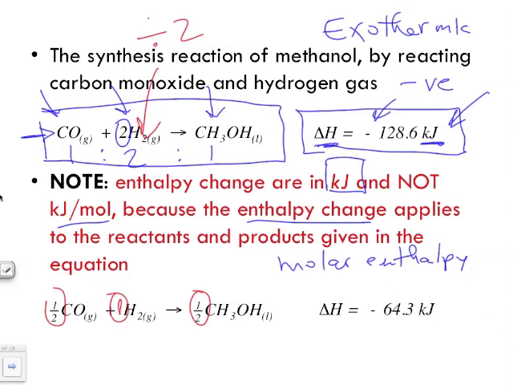Let me erase this here. Note the change in the enthalpy change. If you compare this to this, we've divided it by 2. So this could also represent the molar enthalpy of 1 mole of hydrogen. So in 1 mole of hydrogen, we are going to have a change in enthalpy of minus 64.3 kilojoules. But if we were looking at this equation here, this is dependent on 1 mole of carbon monoxide, 1 mole of methanol, and 2 moles of hydrogen, so it didn't really matter.